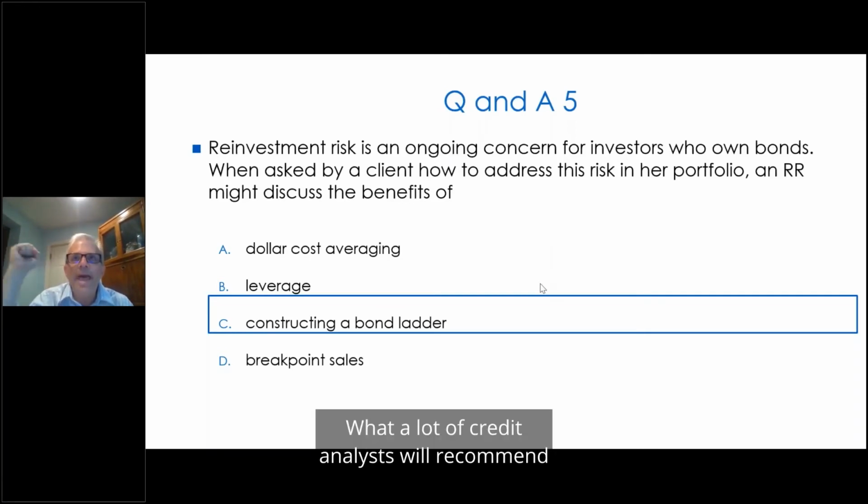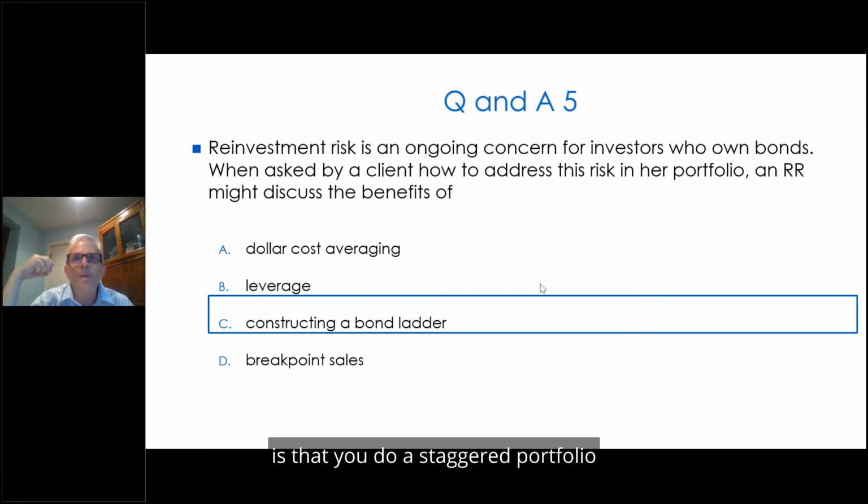What a lot of credit analysts will recommend is that you do a staggered portfolio, or the term sometimes used, a laddered portfolio. If I'm buying 10 bonds, one bond I would buy would have a 1-year maturity, another a 2-year maturity, another a 3-year maturity, a 4-year, a 5-year, a 6-year, a 7-year, etc. So each and every year, only 1/10 of the portfolio is actually going to mature.